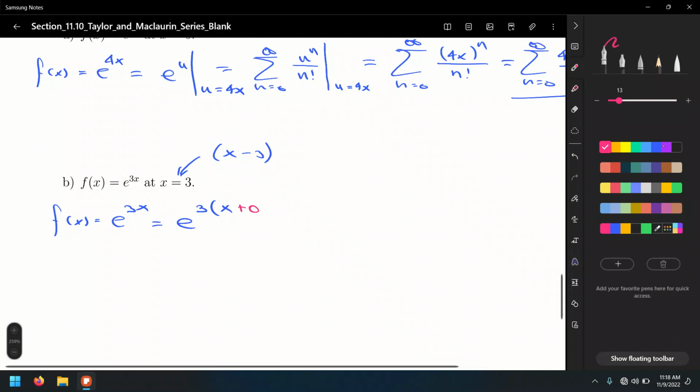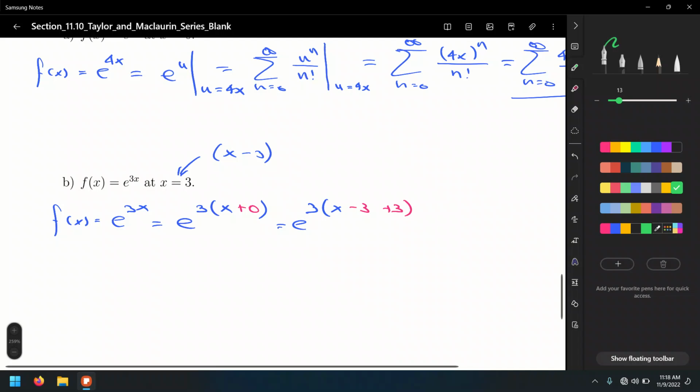adding 0? I mean, the number 0 can be represented by your favorite combination of numbers, negative 1 plus 1, negative 3 plus 3, negative 5 plus 5. So how about we use negative 3 plus 3 so it matches our shifting here. So I'm going to write this as e to the 3 times (x minus 3 plus 3).